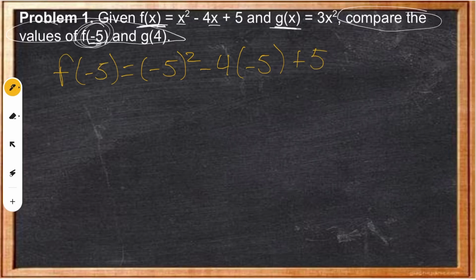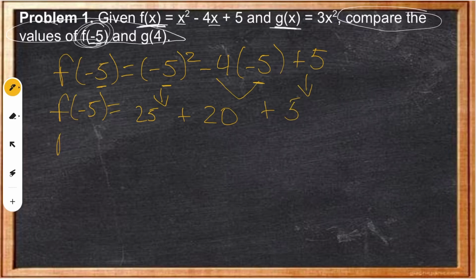Now all I did was take this negative 5 and put it in place of x everywhere in the function. And of course, I rewrite f of negative 5. Negative 5 squared gives me positive 25. Negative 4 times negative 5 gives me positive 20. And then I bring down my plus 5. And then f of negative 5 equals 25 plus 20 plus 5, which is 50.